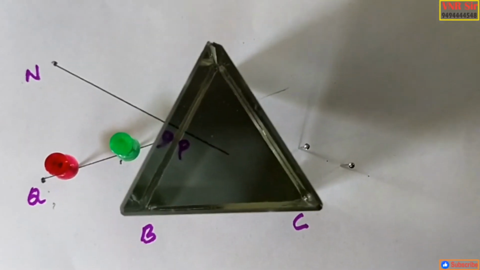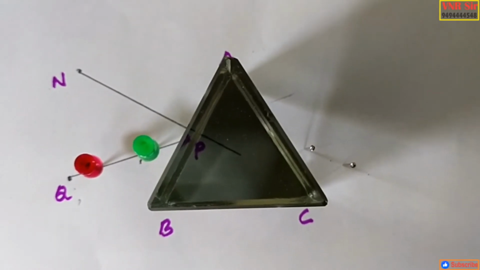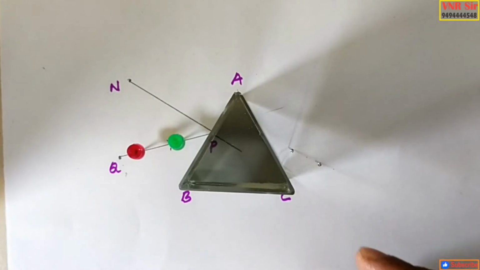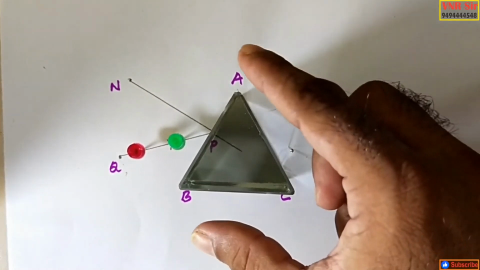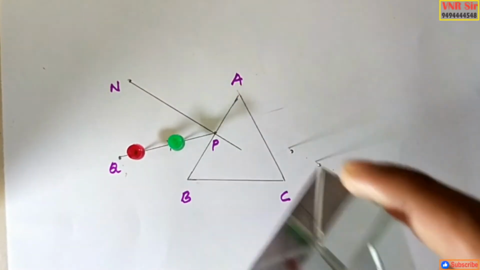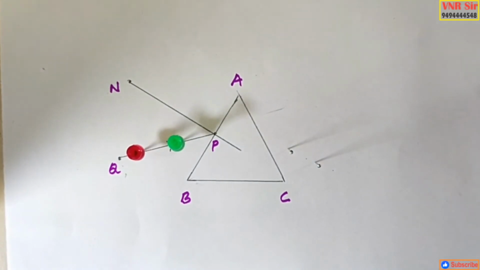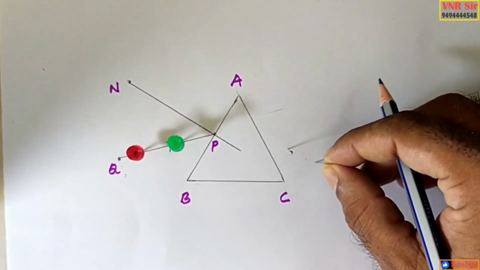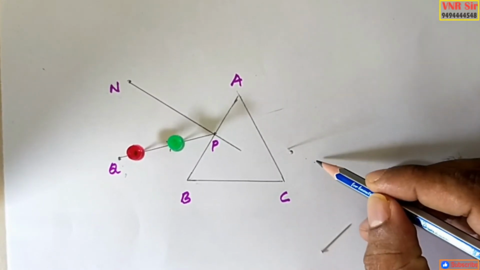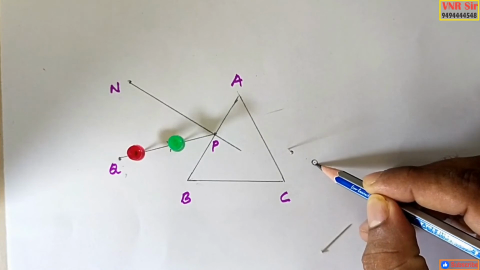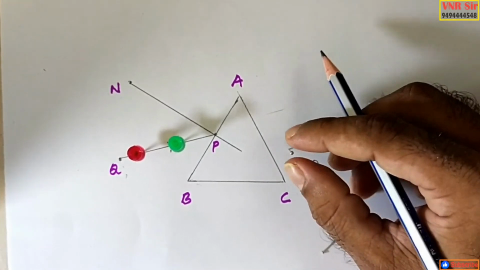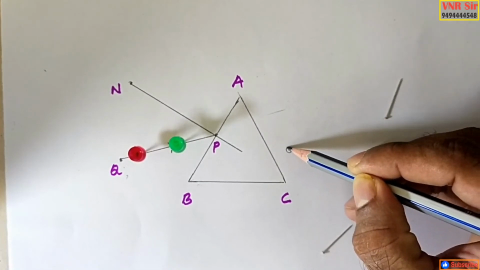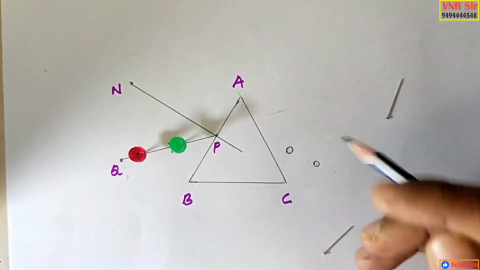Now observe it from the top view, so that AB surface, light is falling on AB surface and emerging out from the AC surface. Is it? Very good. Now you take out the prism. Right. Now take out those pins carefully and mark those two pins where we have kept them. One and another also. Mark it.